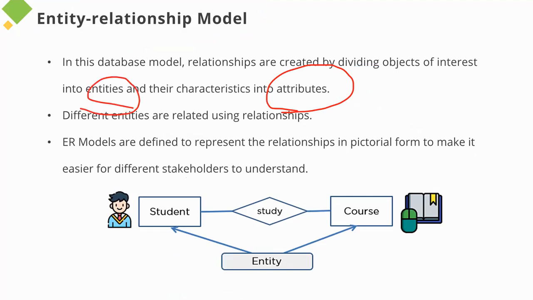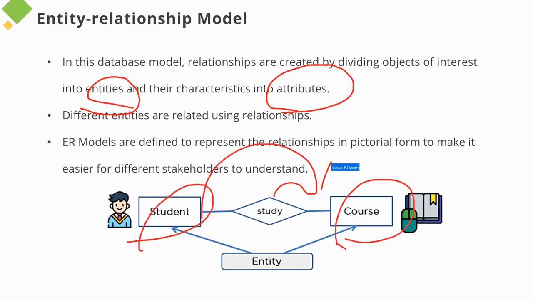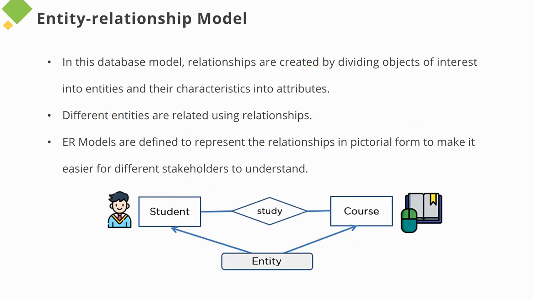Different entities possess relationships. What is the relationship between the student and course? The student studies the course. Study is the relationship, right? Different entities possess different relationships, and ER models are used to represent the relationships in pictorial form.